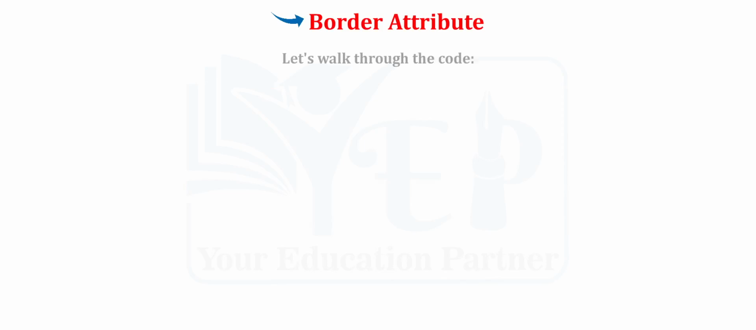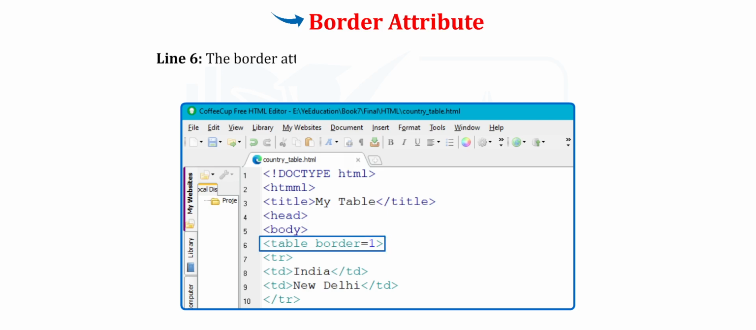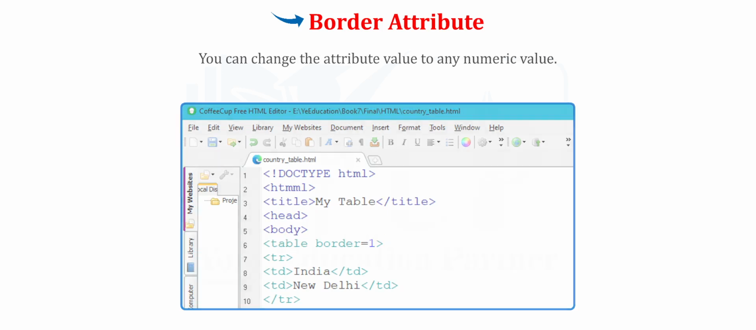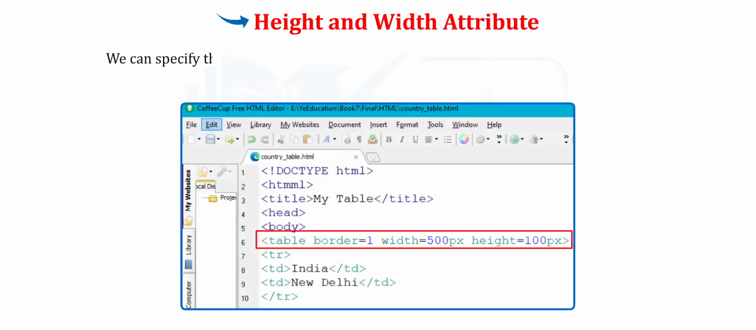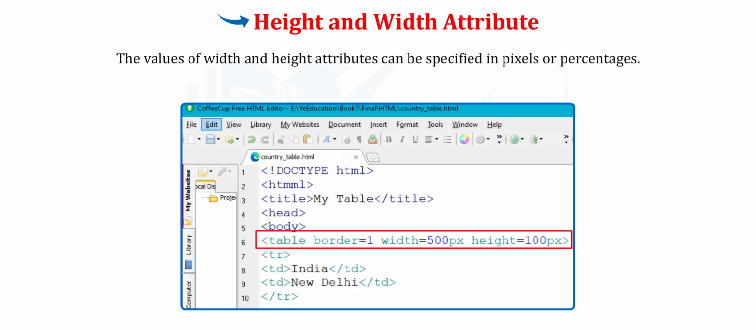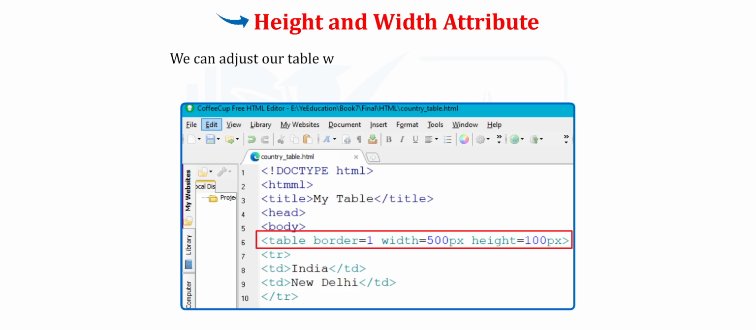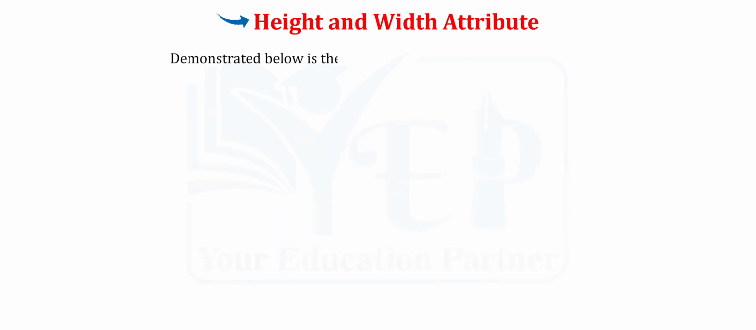Let's walk through the code. Line 6. The border attribute is used to set the border of the table to 1. You can change the attribute value to any numeric value. Height and width attribute. We can specify the HTML table width and height using the width and height attributes. The values of width and height attributes can be specified in pixels or percentages. We can adjust our table width and height as per our requirement. Demonstrated below is the example to display a table with width.